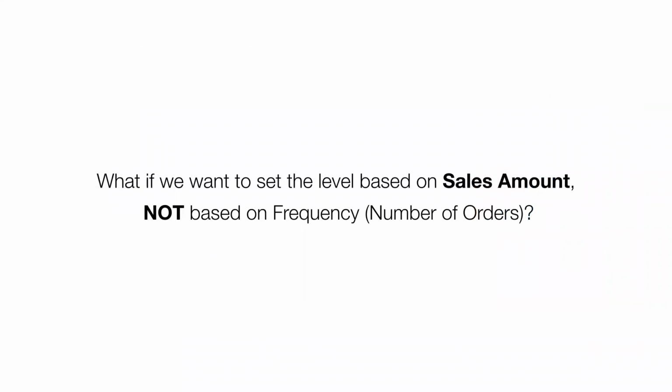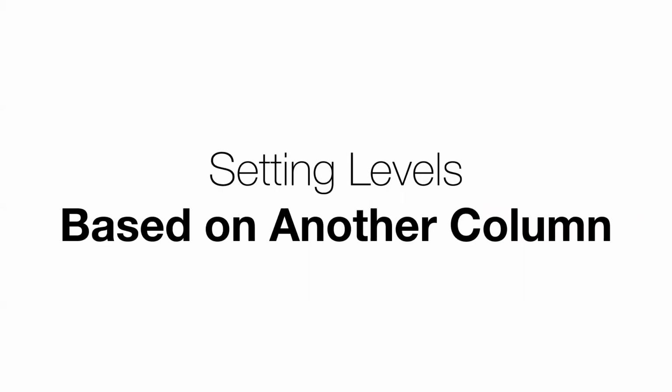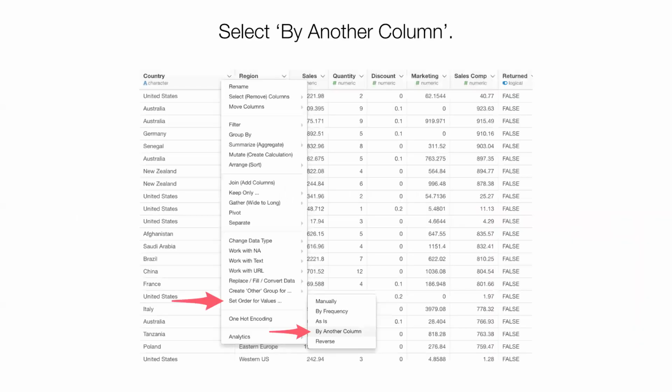And sometimes the world is not that simple, right? Using the number of rows is one thing, but typically you want to use another column. For example, you're looking at the marketing cost, but you want to use a sales column to set the levels of the countries. You can do it based on another column option. Again, from the column header menu, you select set order for values, and then there is a submenu, by another column.